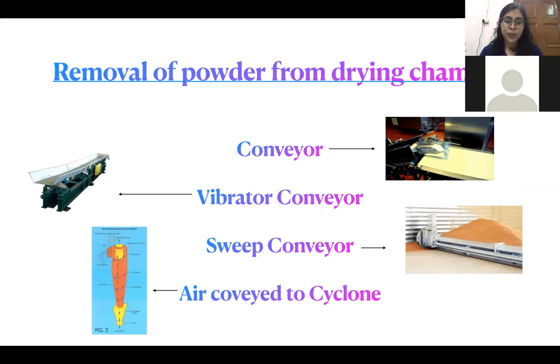Is this clear? And then air conveyed to cyclone. In the drying chamber, the powder comes, then a cyclonic movement is created. All the powder comes down and it is collected. Clear? Vibrator conveyor, sweep conveyor, and air conveyed cyclone. Is this clear?